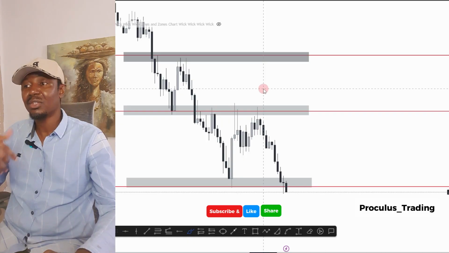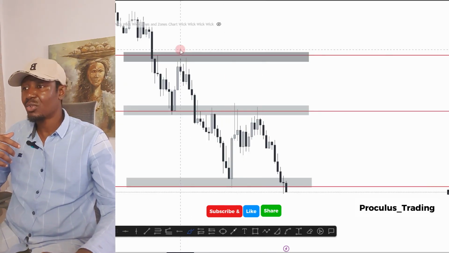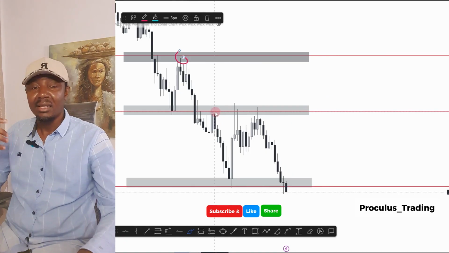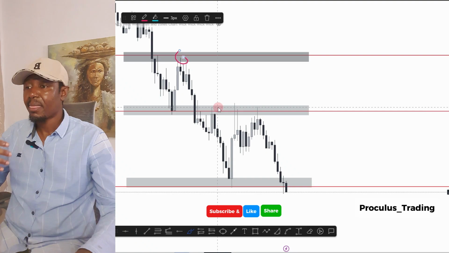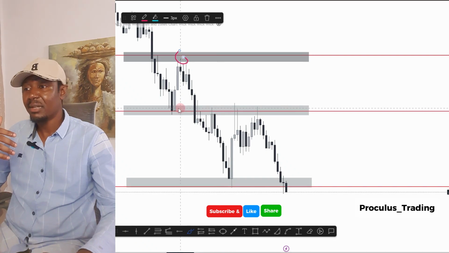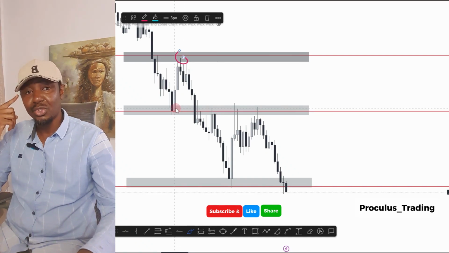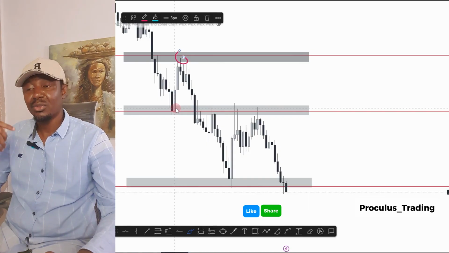All you want to do is practice marking off these zones, just like I've done. This is years of practice for me, so I didn't get here just today. It is over time that I've been able to build the knack and the intuition to know where price is going to react from, looking at support and resistance.